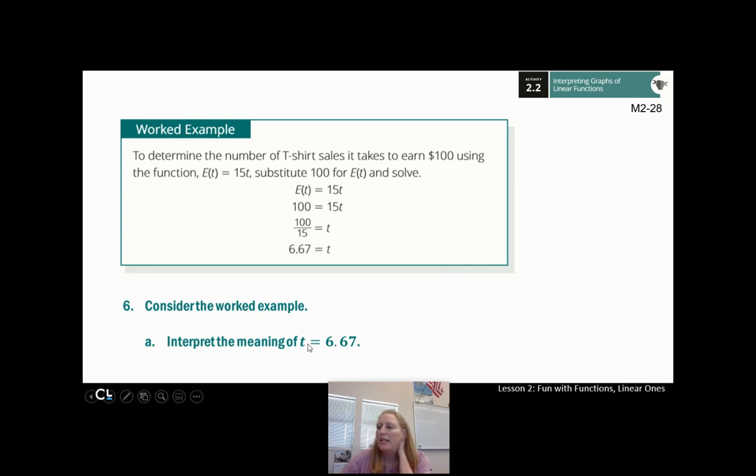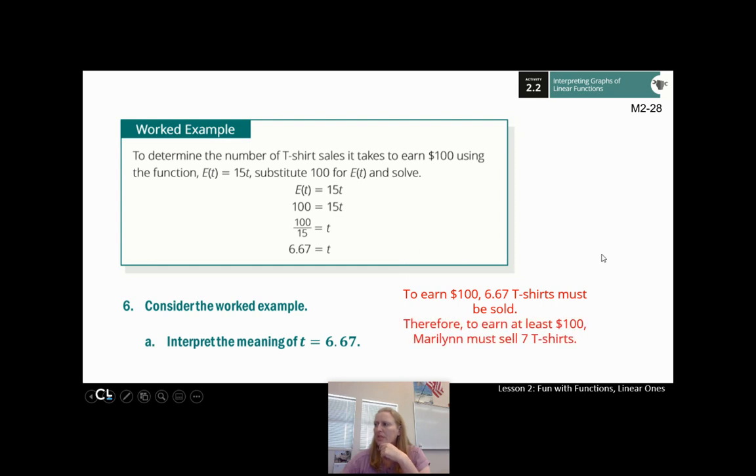So I know that t stands for the number of t-shirts. So to earn $100, 6.67 t-shirts must be sold. But again, we're not selling pieces of t-shirts. You're either going to sell 6 t-shirts or you're going to sell 7 t-shirts. There's no option in between. So, of course, if she sells 6 t-shirts, she won't make it to $100. She'll be a little below. So this says I need to round up. Therefore, to earn at least $100, Marilyn must sell 7 t-shirts because we sell the whole shirt, not just a sleeve. That's weird.